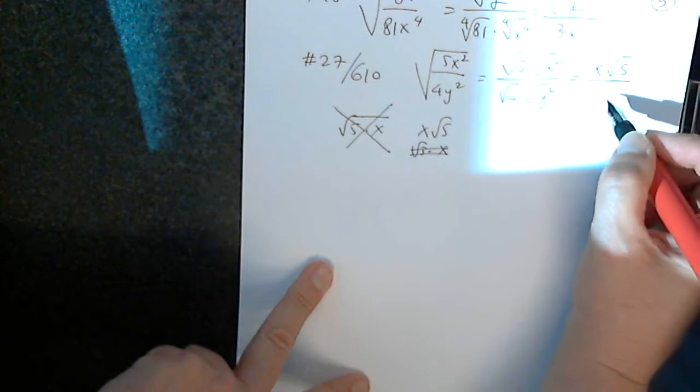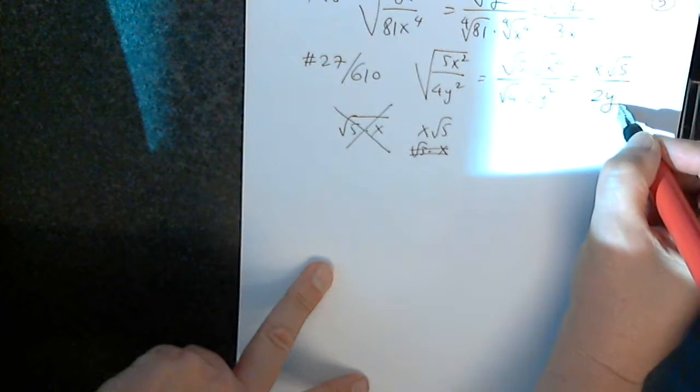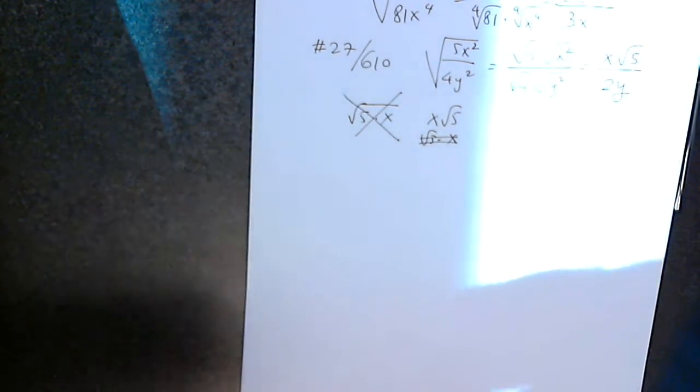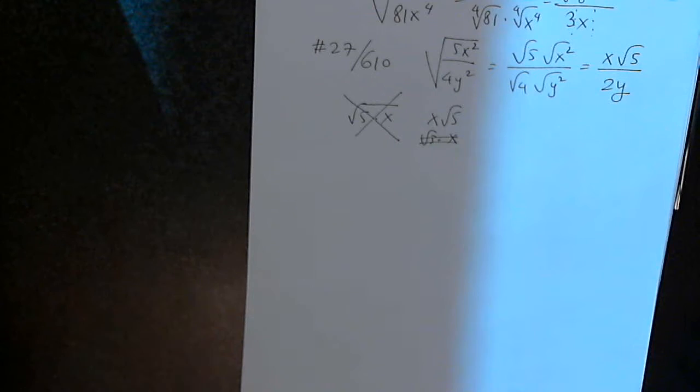Very good. And the denominator is, so it's 2y. Why is it 2y? It's the square root of 4. Okay, very good.